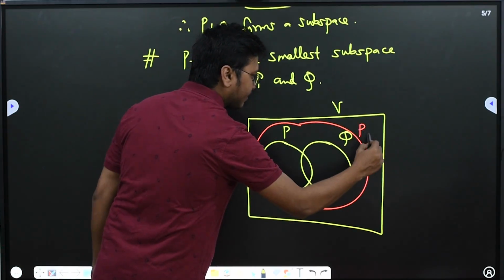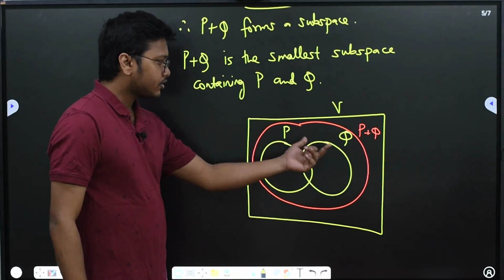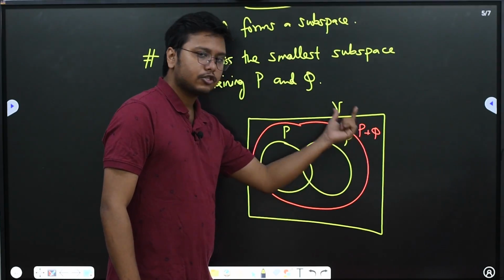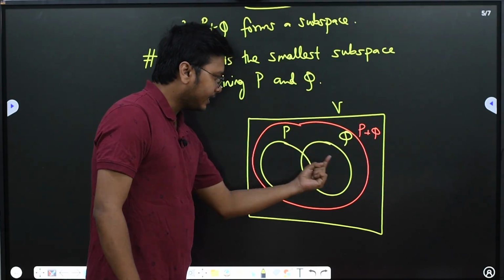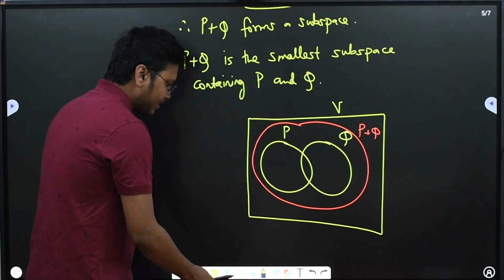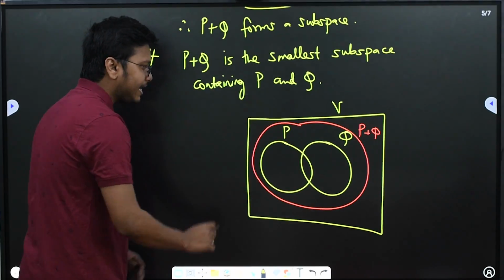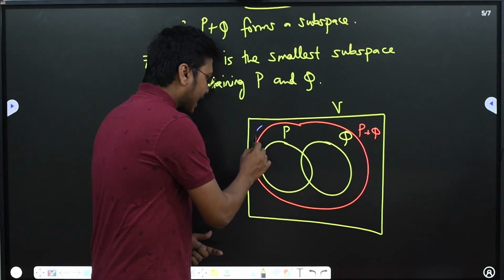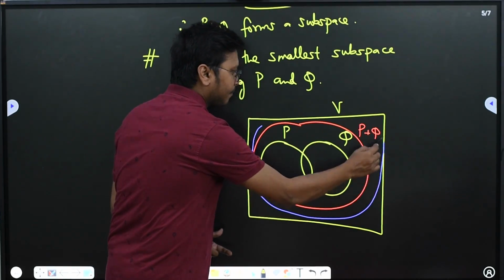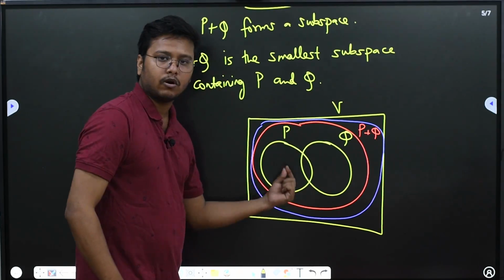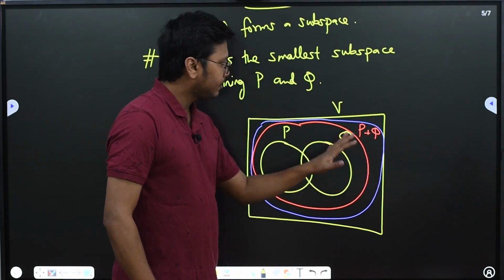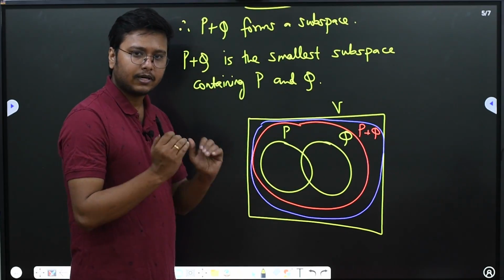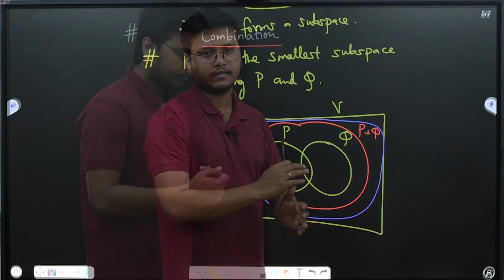Okay, so this will be my P plus Q, where P plus Q is also a subspace which I have proved just now, and it will be the smallest subspace which contains both P and Q. That means if I try to find out any other subspace which contains both P and Q, then it has to be bigger than P plus Q. It cannot be smaller than P plus Q. It has to be bigger because P plus Q is the smallest one. We can also prove this independently, but I am not going into the proof of that.